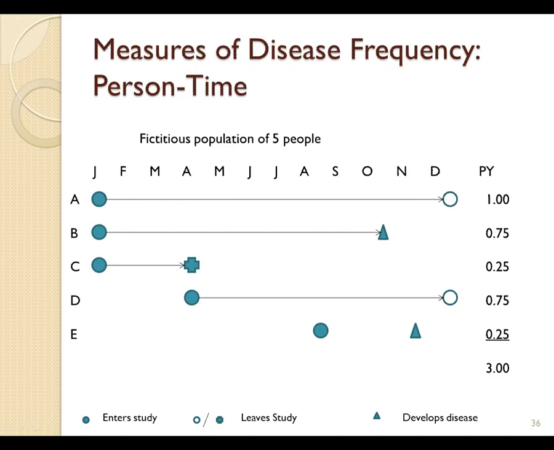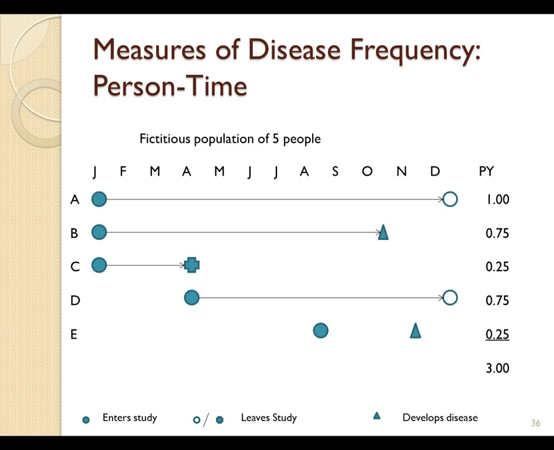So let's look at it using this graph. Person A enters the population in January and remains for the full year, so she contributes 1 year of person time. Person B enters at the beginning of the study, but develops the disease in October. So person B is no longer at risk for the disease and only contributes 0.75 years of person time. Person C enters the study at the beginning, but leaves the study disease-free in April. So person C only contributes 0.25 years of person time.